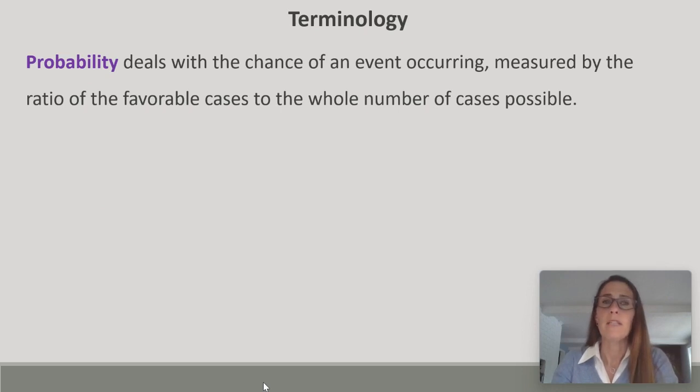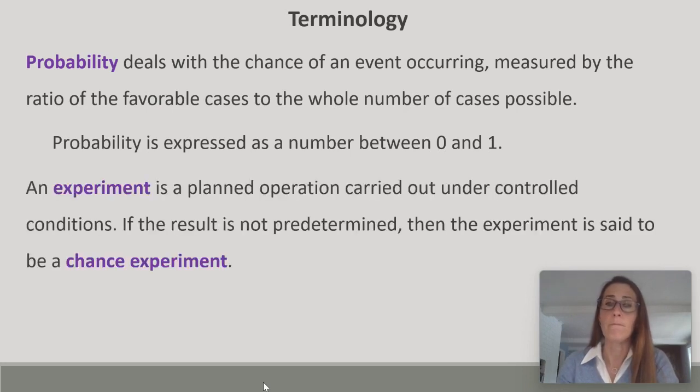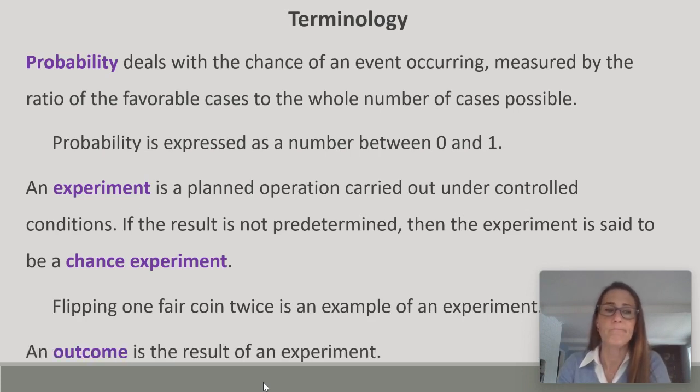So probability deals with the chance of an event occurring, measured by the ratio of the favorable cases to the whole number of cases possible. Probability is usually expressed as a number between 0 and 1. An experiment is a planned operation carried out under controlled conditions. If the result is not predetermined, then the experiment is said to be a chance experiment. Flipping a fair coin twice is an example of an experiment.